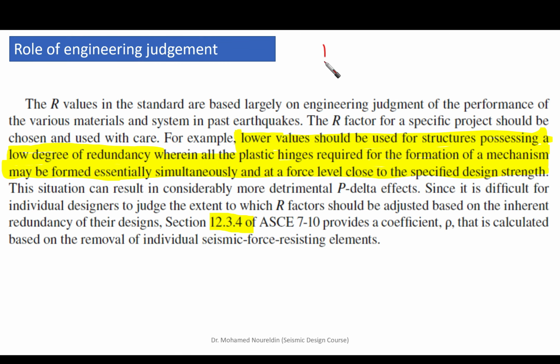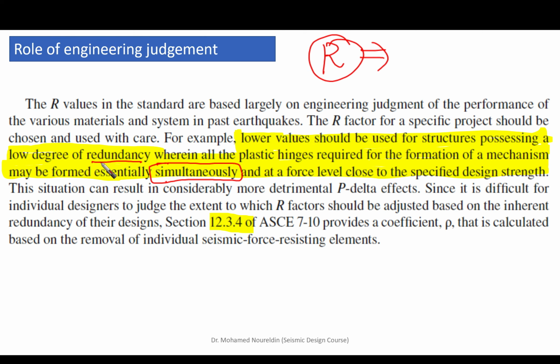Actually, sometimes R needs to be assigned lower than what is really there. For example, lower values should be used for structures possessing a low degree of redundancy, wherein all the plastic hinges required for the formation of a mechanism may form essentially, look at this word, simultaneously. Do you remember in the previous slide I mentioned sequential plastic hinging? Here it is simultaneous plastic hinging.